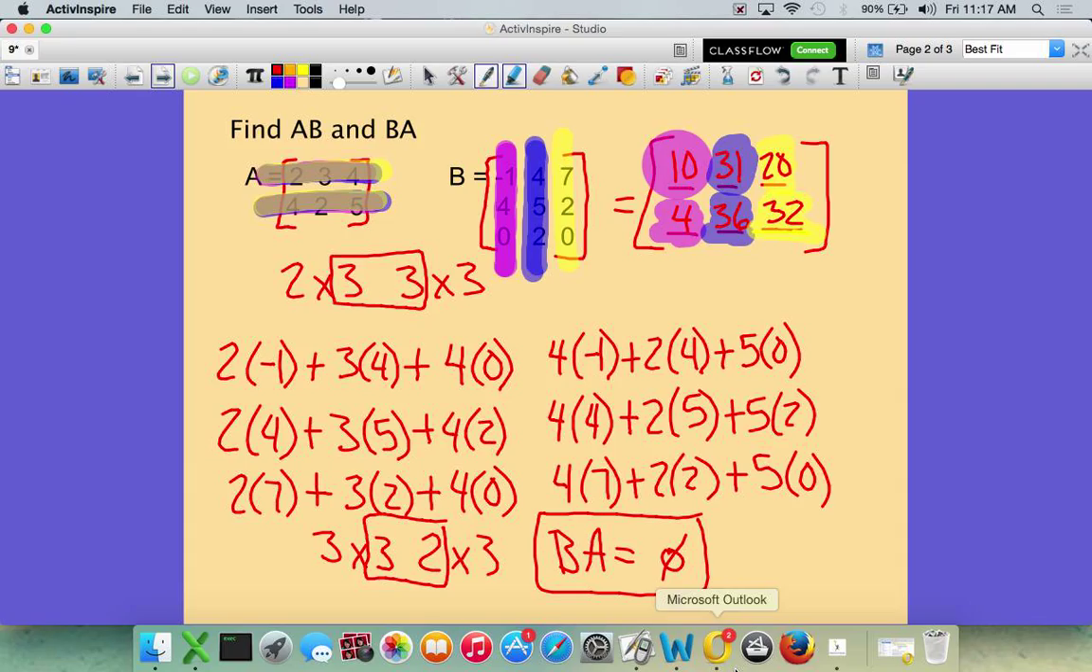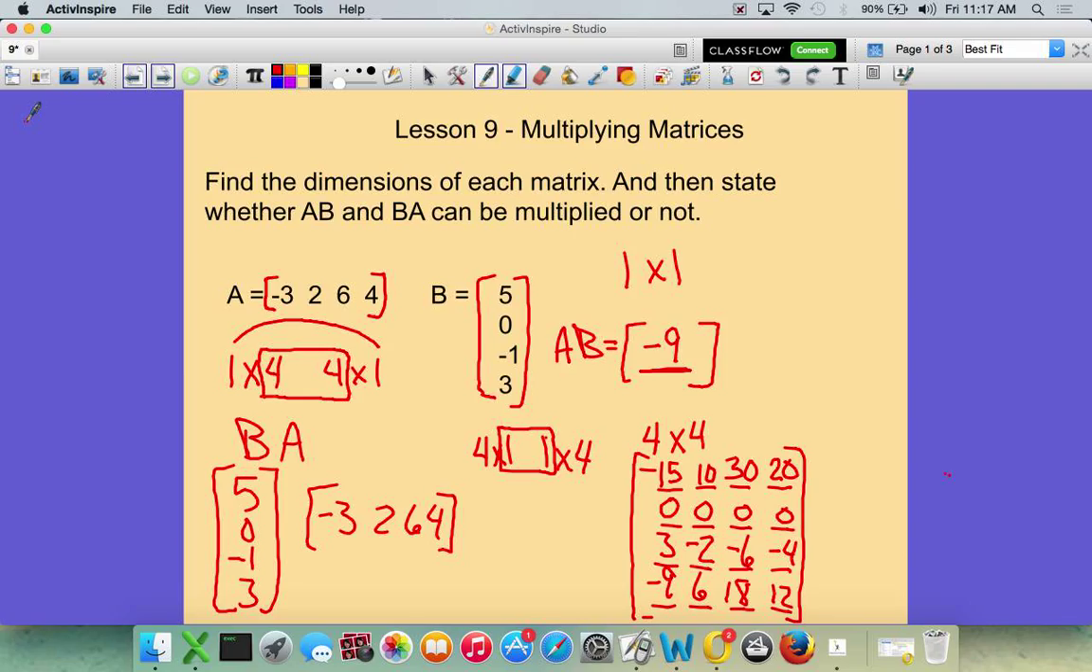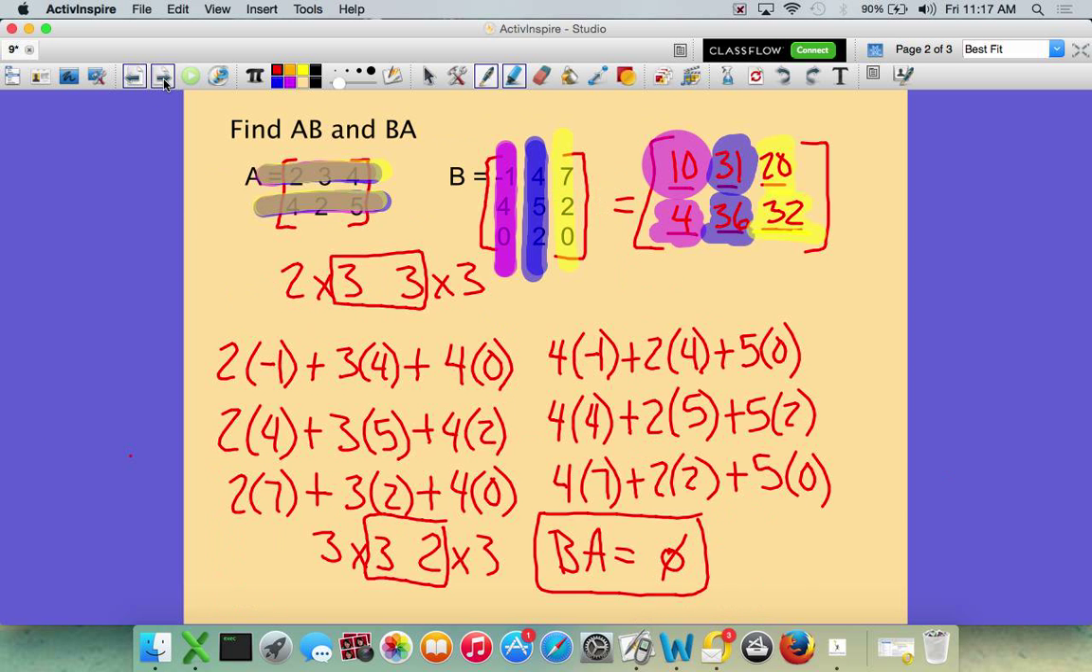So there are two answers to finding a times b and b times a. Sometimes it works out where you can multiply a times b and then you can multiply b times a, and you're not always going to get the same answer. If you look back at our first one, we didn't get the same answer. We were able to multiply a times b to get -9, but when we took b times a, we got all of this. Order definitely matters when you're dealing with matrices.